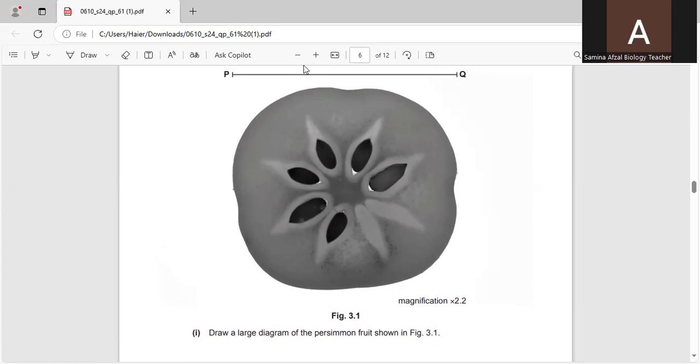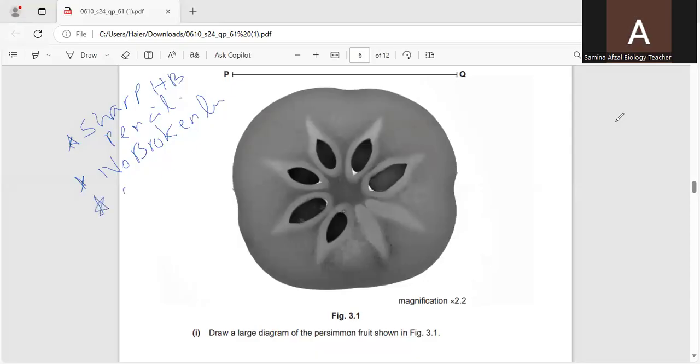So before drawing, we need to keep in mind some points. First of all, we have to use a sharp HB pencil. The other point is that the outline, the boundary line, should be a continuous line. It should not be a broken line. No double line.